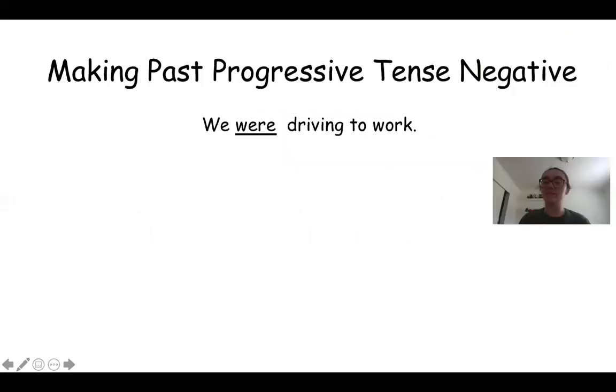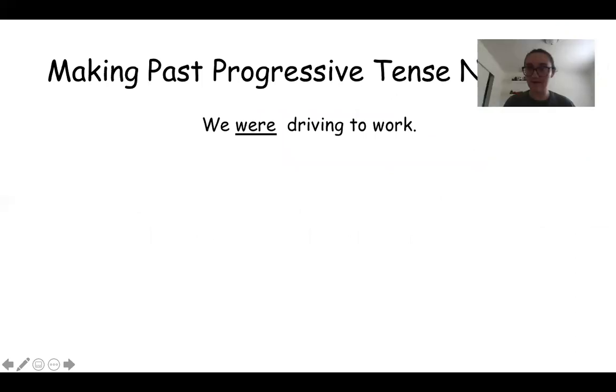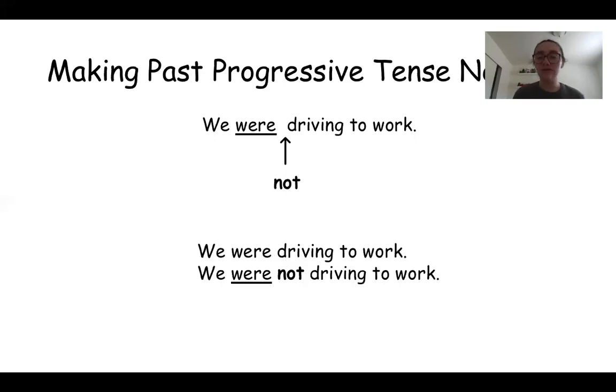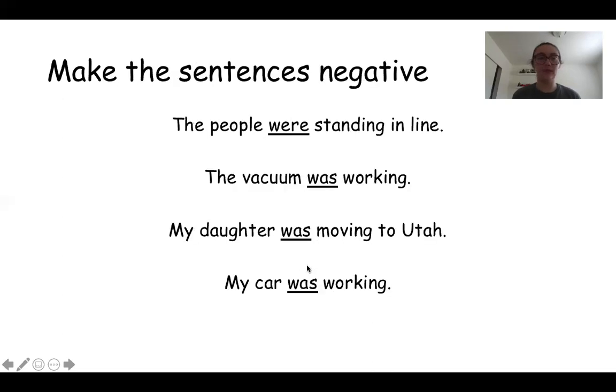Now, making past progressive tense negative, meaning we're trying to say no. So we just put not in between were or was and the verb that we're using, the ing verb, the progressive verb, driving. We were not driving to work. That's how you make it negative. So you just put this word not in between this word were and driving, the verb.